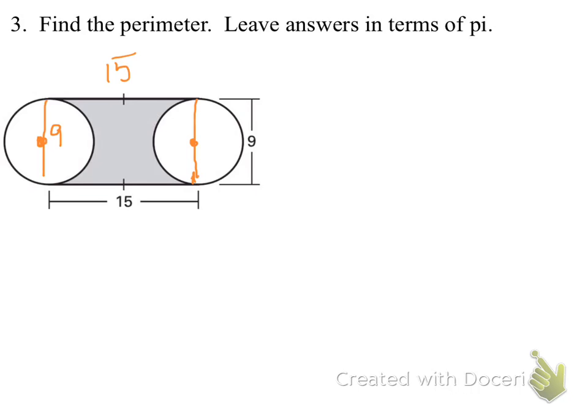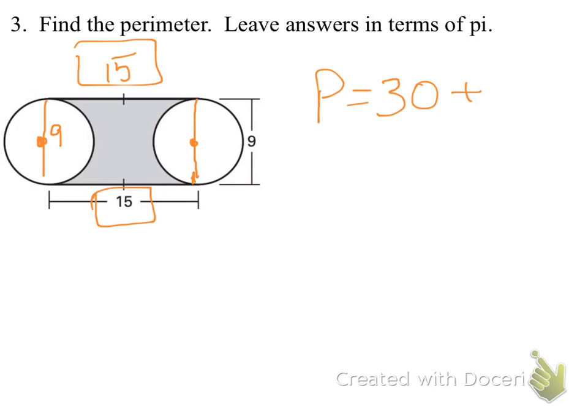Clearly we have these two sides, 15 and 15. That's going to give us 30. So if I'm trying to find the perimeter, let me go ahead and put down 30, and then I'm going to have to add on something. And I'm going to change colors because I'm going to deal with the circles here for a second. Let's go with a purple.